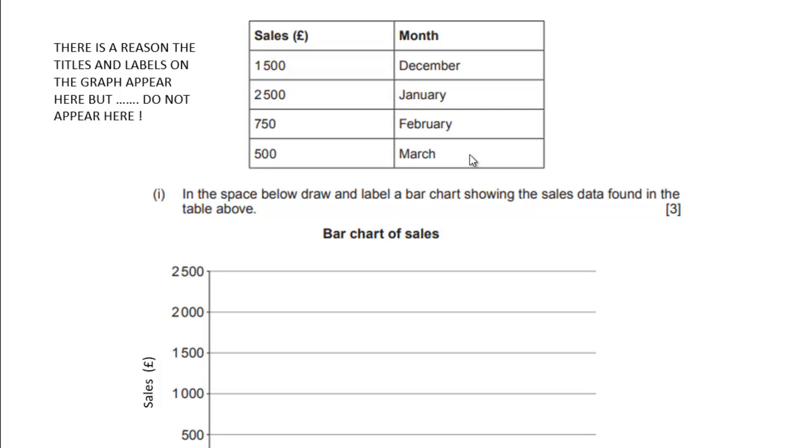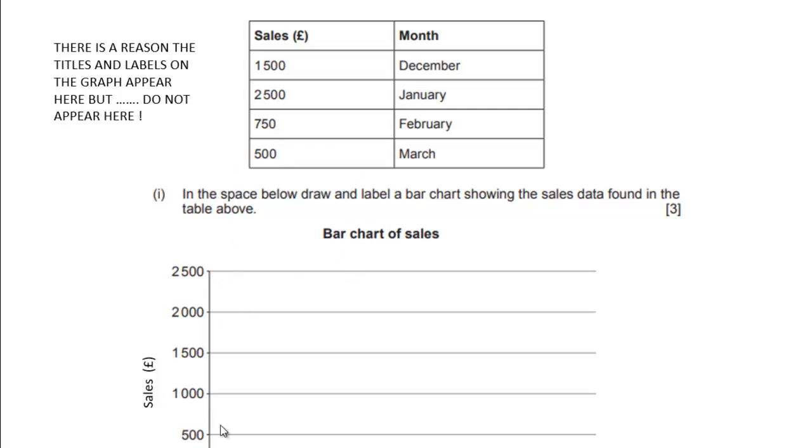So all we need to do is work out now the sales in December. So according to this one it was 1,500, and luckily enough on this chart you can see we've got the 1,500 line here. In January though we had 2,500. So as you can see, if I go up to the line down here, we actually have a line at 2,500. In February there is 750.